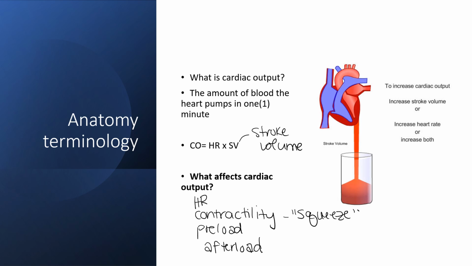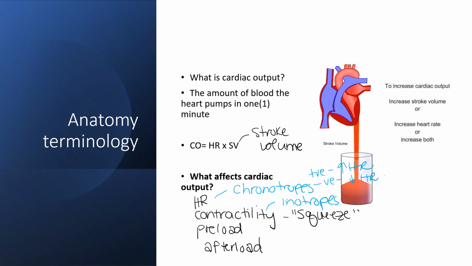Medications that affect the heart rate, we call them chronotropes. Medications that can affect contractility, we call them inotropes. When a drug increases heart rate, it is a positive chronotrope. When a drug decreases the heart rate, it's a negative chronotrope. So let's give an example, something like epinephrine. Epinephrine will increase your heart rate. It is a positive chronotrope.